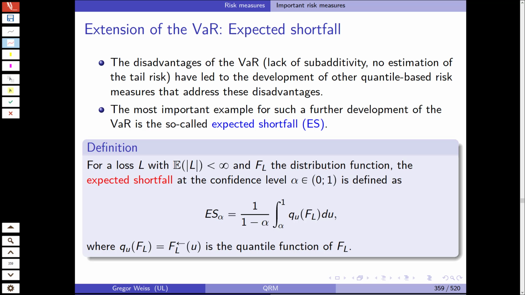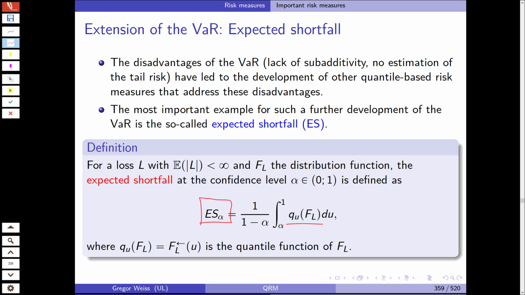Now, what can you do when you know that the value at risk is not coherent? Well, first of all, the lack of subadditivity, but also the fact that the VaR doesn't say anything about the losses beyond the VaR, so about tail risk, has led regulators and banks to more and more adopt the so-called expected shortfall. What is expected shortfall? Expected shortfall is defined for any loss distribution as ES alpha given by 1 over 1 minus alpha times the integral from alpha to 1 over the quantile function.